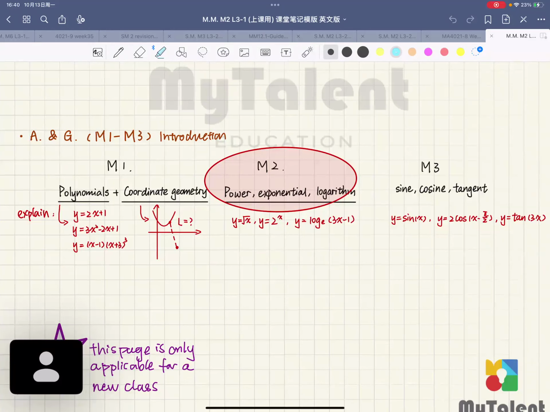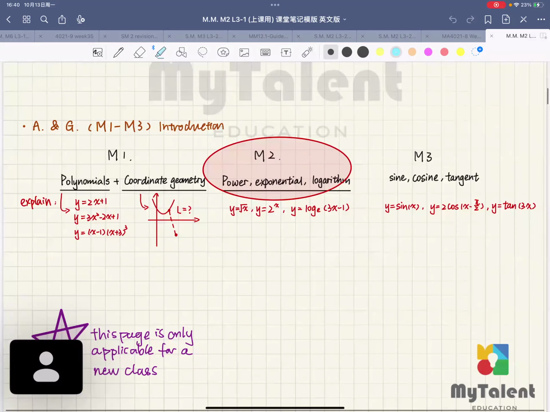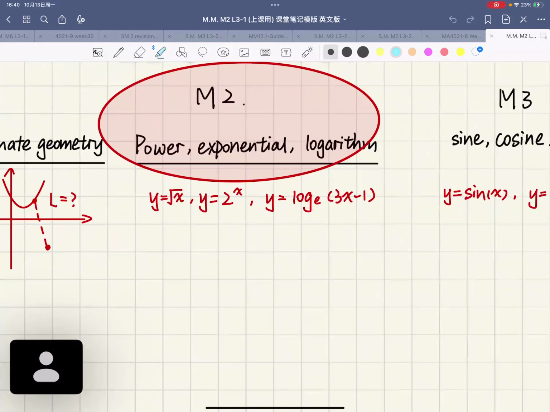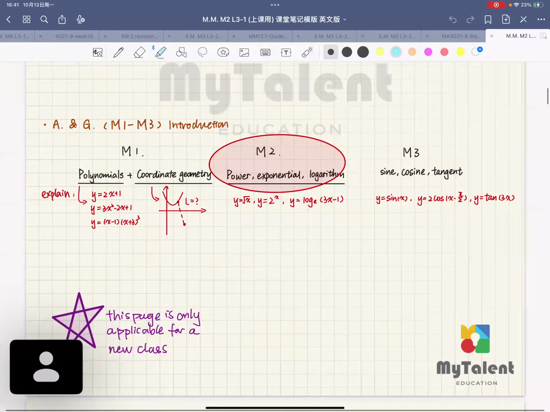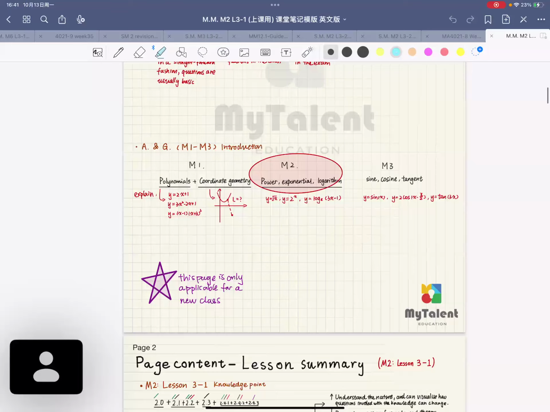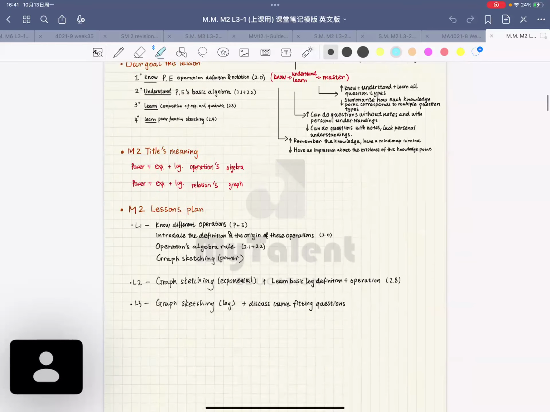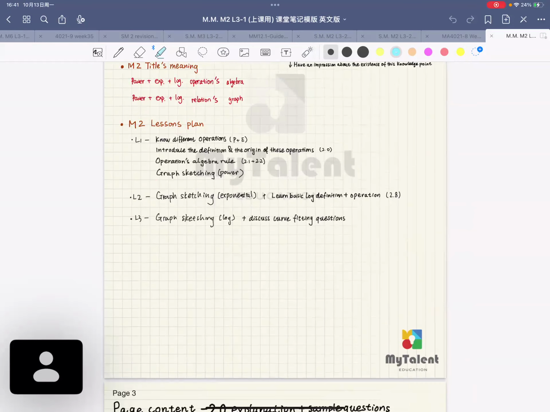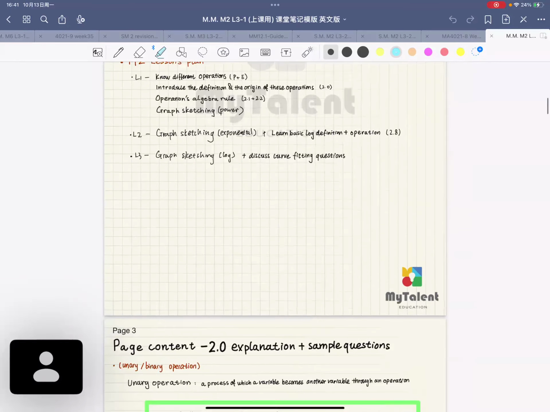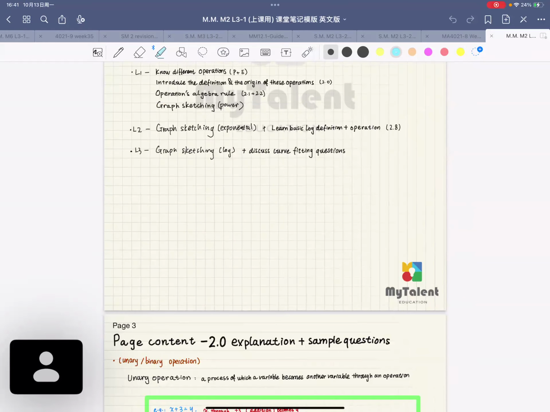For module 2, we're going to learn power, exponential, and logarithm functions. For example, y equals square root of x, y equals 2 to the power of x, or y equals log e of x minus 1. These are just some quick examples. Today we're going to start from the very basic things to build up your concept and knowledge. Then we'll move forward to the more difficult things.